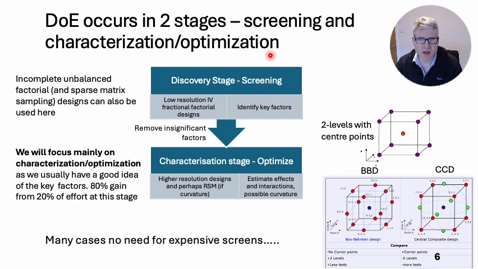So when is DoE used? Well, it's used in 2 stages. It's used in a screening stage. That's where these incomplete factorials are usually used, or sparse matrix sampling. If you're looking at finding better crystallization conditions, this is quite a common method to use. Also for protein refolding. This is done to identify key factors, and then you remove the insignificant factors and go to the characterization stage, which is where optimization can occur.